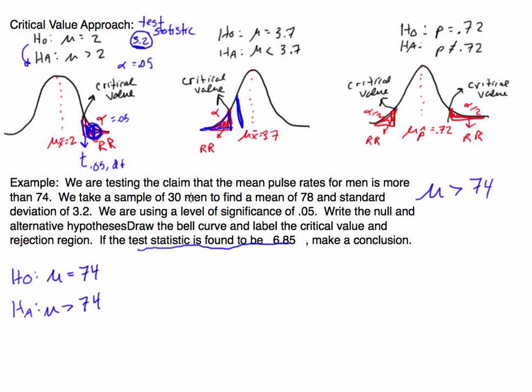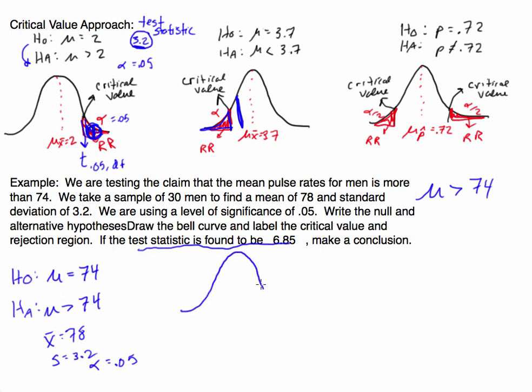We have a sample of 30 men, that's great. We found our x-bar to be 78, and we found our s to be 3.2, so s is equal to 3.2. We now, in this case, have a level of significance of 0.05. Let's write the null and alternative. We did that. Draw the bell curve.